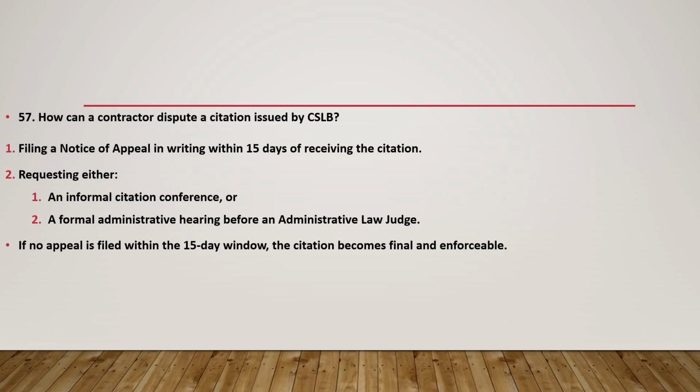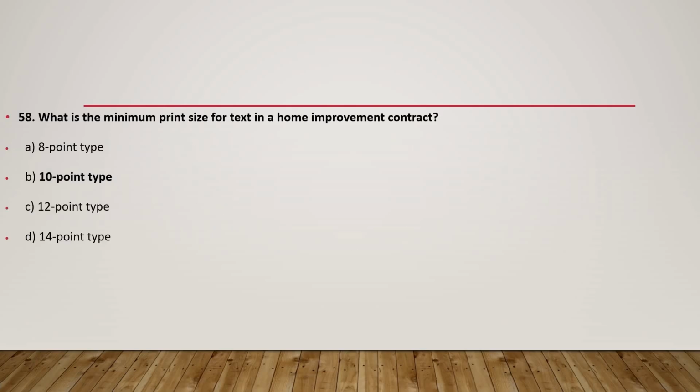57. How can a contractor dispute a citation issued by CSLB? 1. Filing a notice of appeal in writing within 15 days of receiving the citation. 2. Requesting either, first, an informal citation conference, or second, a formal administrative hearing before an administrative law judge. If no appeal is filed within the 15-day window, the citation becomes final and enforceable.